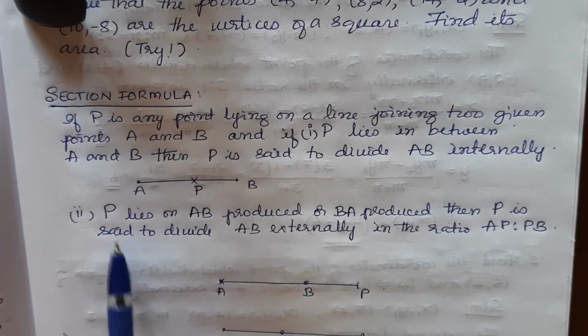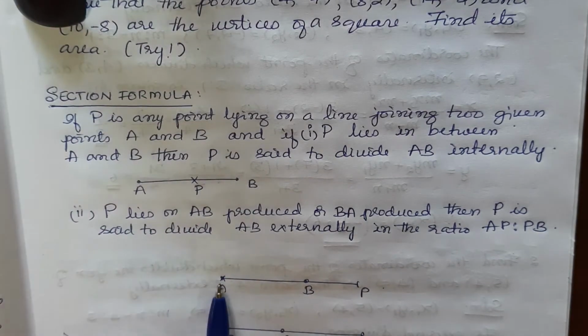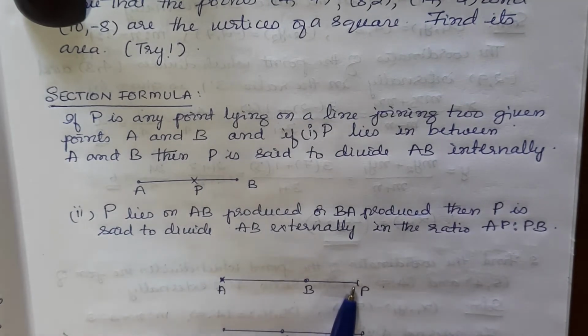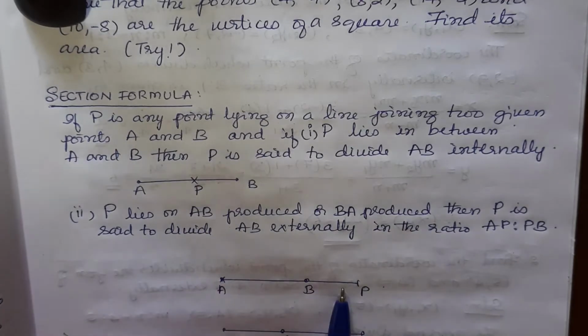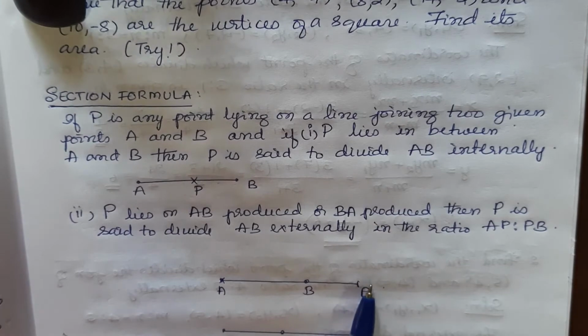Okay, then if the condition is like this, the line joining the points A and B is here and P is a point on AB produced to the right side, or P is a point such that AB is produced to the left side, then P is said to divide the join of AB externally. This is called the external division.